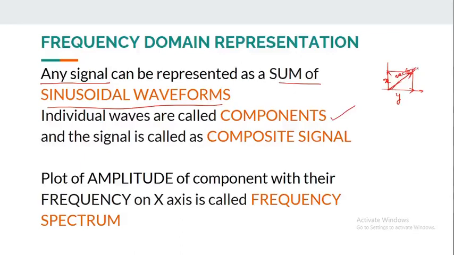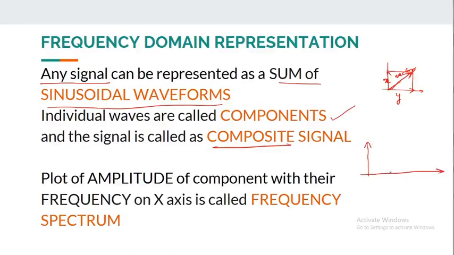In a similar fashion, any waveform can be represented as a sum or combination of sine waves. The individual sine waves are called components, and the resultant signal, the main signal, is called the composite signal. This plot of amplitude of components with their frequency on the x-axis is called the frequency spectrum.